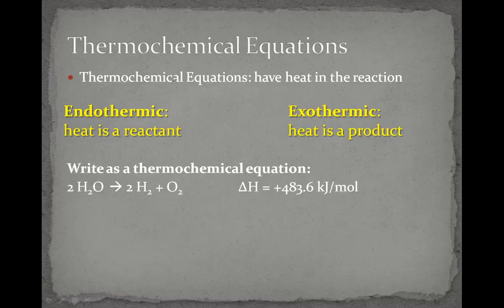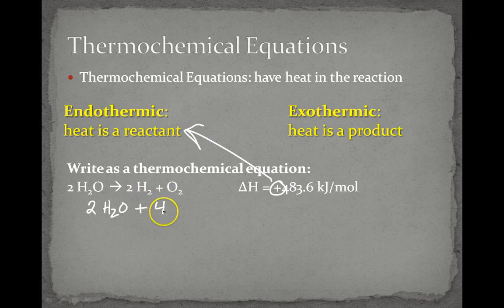So let's take this as an example. We have two waters breaking down into two hydrogens and oxygen. If we were to write this as a thermochemical equation, we would write 2H2O turns into, so our delta H value is positive. Remember that positive means that it's endothermic, so we'd have to write the heat as a reactant. So we'd write 483.6 kilojoules as one of our reactants. Turns into 2H2 and 1 O2. So that would be an endothermic reaction. So heat is a reactant here.